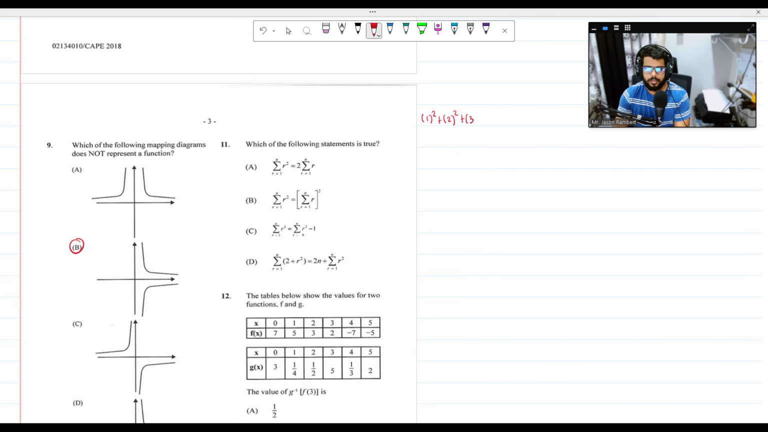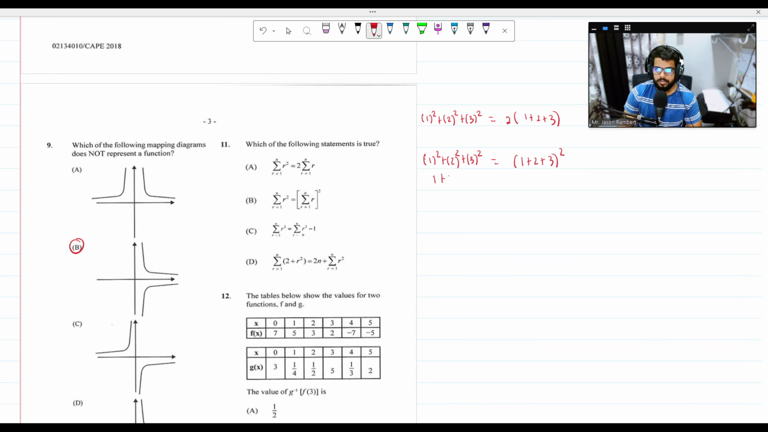Let me go up to 3 squared. Is this equivalent to 2 into 1 plus 2 plus 3? Never. Let's look at the second one. I'm going to have the same thing, 1 squared plus 2 squared. I'm just doing the first three terms, plus 3 squared. Is that equal to 1 plus 2 plus 3 all squared? Well, no, it's not. You can test it and see.